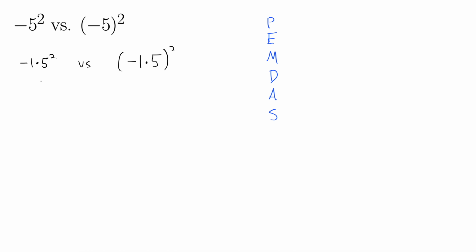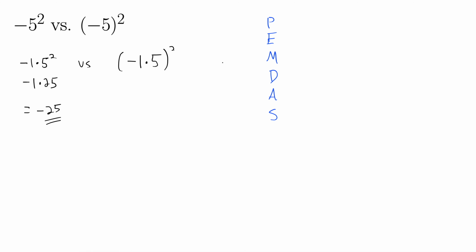In the first example, we go to PEMDAS. It says parentheses. Well, there's no parentheses. The next thing we do is exponents. Exponent comes before multiply here. We will evaluate the exponent, -1 times 25, which gives us -25.